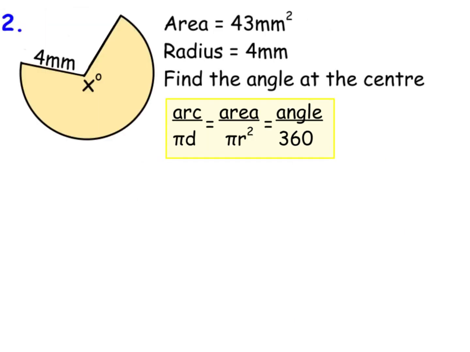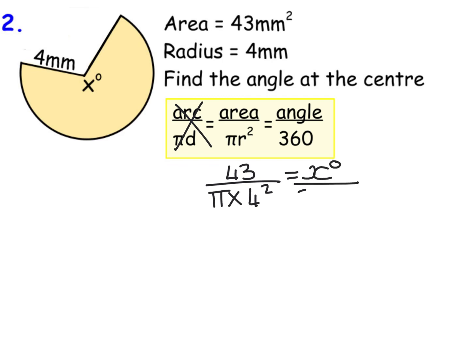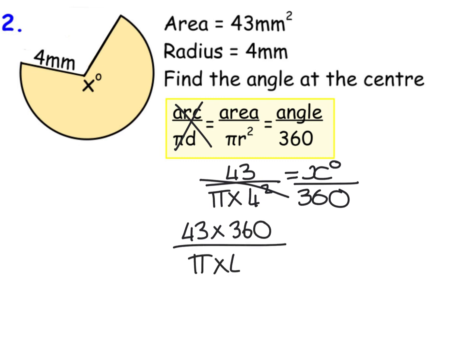This one, I am working with area. I'm told the area of this sector and I'm told the radius. So I'm using the area part of the formula. Area is 43, so that goes on the top. My radius is 4, so I've got pi times 4 squared. You might want to show off and just turn that to 16 at that point. I'm going to leave it as pi times 4 squared equals my angle, which we don't know, so we'll call it x over 360. Again, I'm going to cross multiply the 360, so I'm going to have 43 times 360 all over pi times 4 squared, and that equals x.